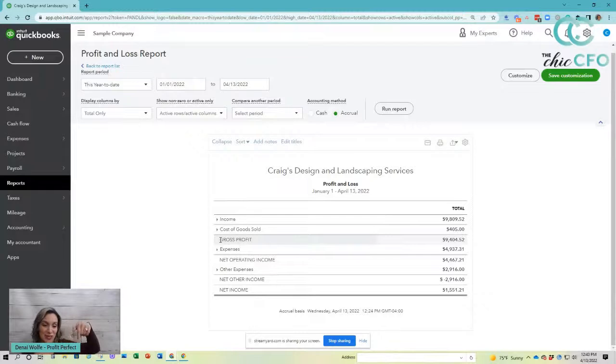All right. That is why the very bottom line on the report says net income, because what you're going to have is your revenue, which is your income, minus your cost of goods sold, all of those expenses directly related to your product or service getting to your customer. And then you have your gross profit. This is the money that is left over for any business operational expenses. That gross profit is how you have to run your company.